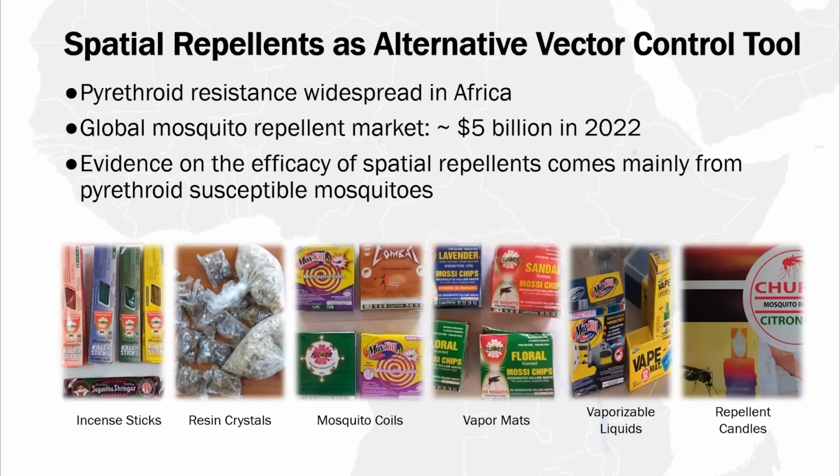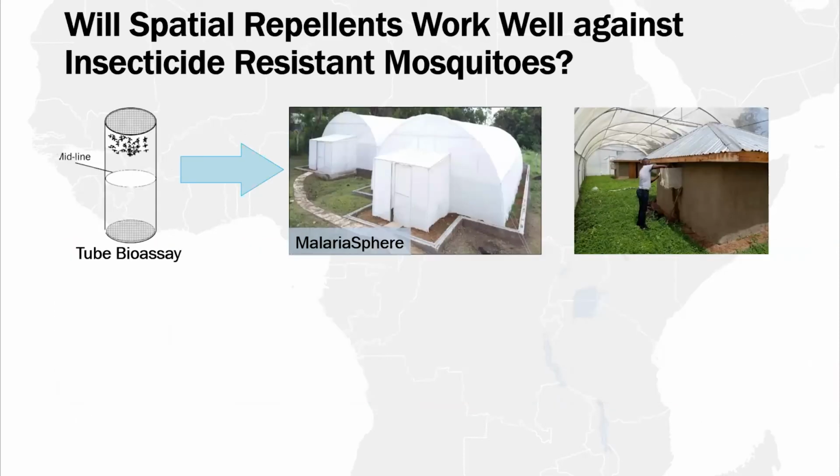Now, looking at the spatial repellents, these are commercially available spatial repellents, which are alternative vector control. As a tool, we know that pyrethroid resistance is widespread in Africa, and globally, the mosquito repellents market is so high. They're spending lots of billions, like in 2022 projection, we are talking about $5 billion. Now, evidence on the efficacy of spatial repellents comes mainly from pyrethroid susceptible mosquitoes. But what about the same commercial spatial repellents on resistant mosquitoes? Because we know insecticide resistance is a major impediment in malaria control.